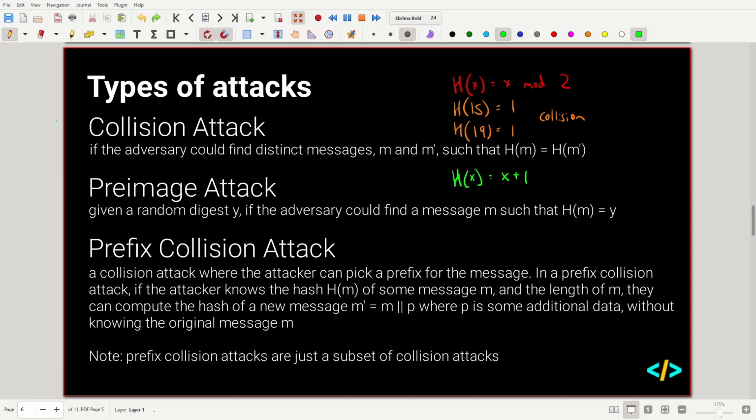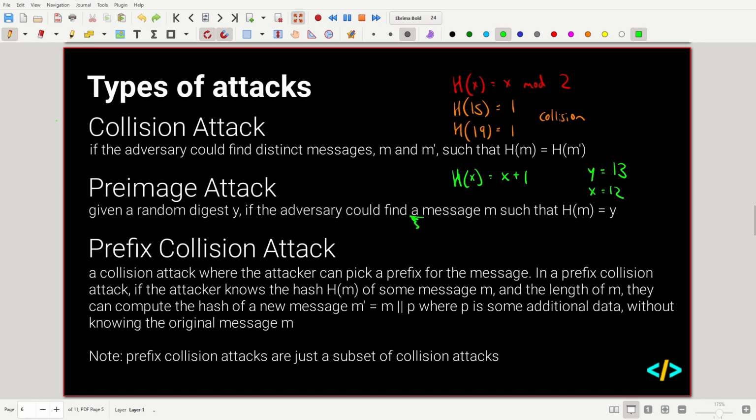So can we find a message m? Let's say our digest y equals 13. Can we find a message m which we can feed into our hash function to get this output? Yeah, good. So if we pass in x equals 12, we've found a pre-image that results in this.